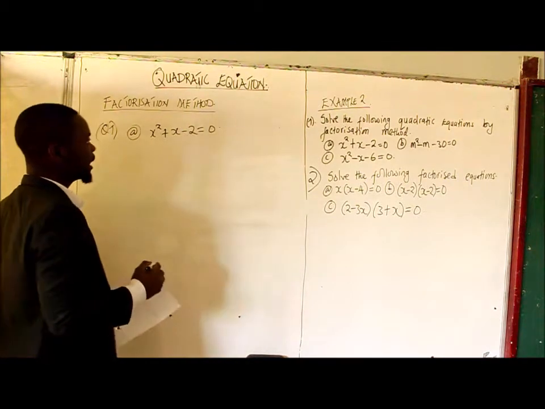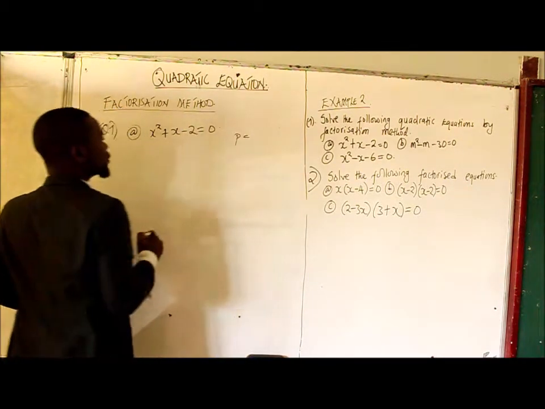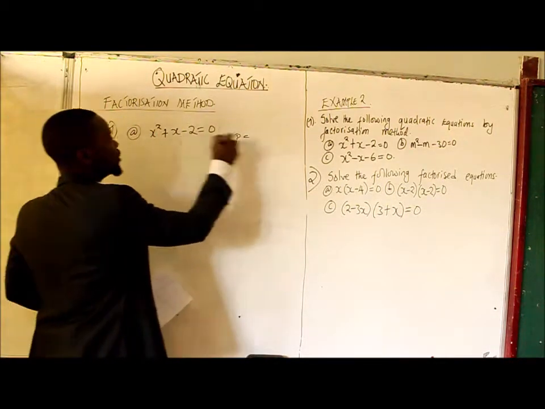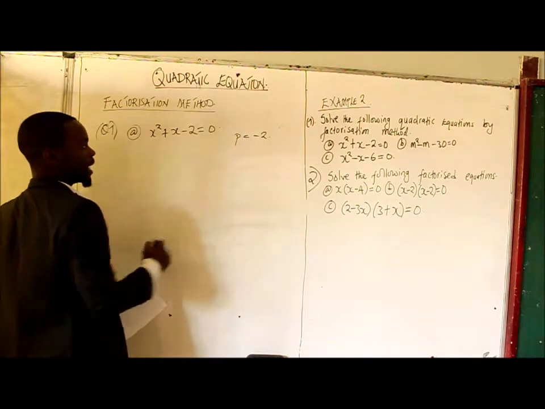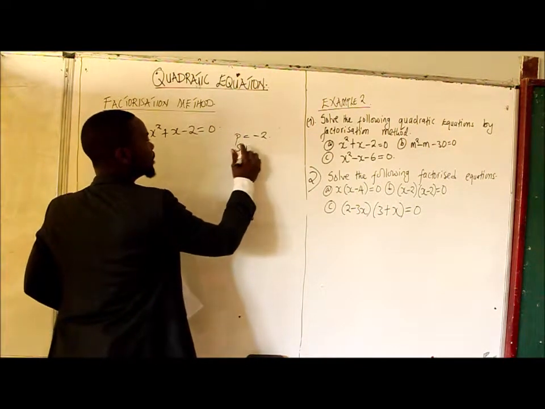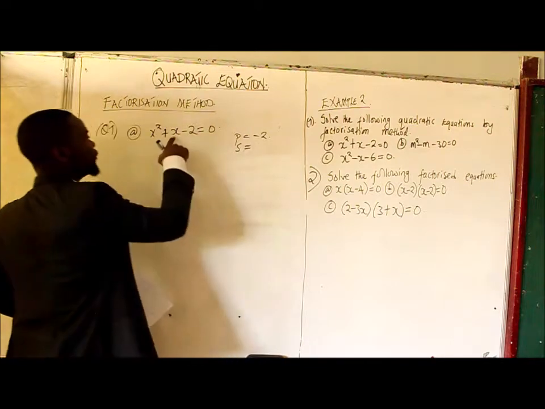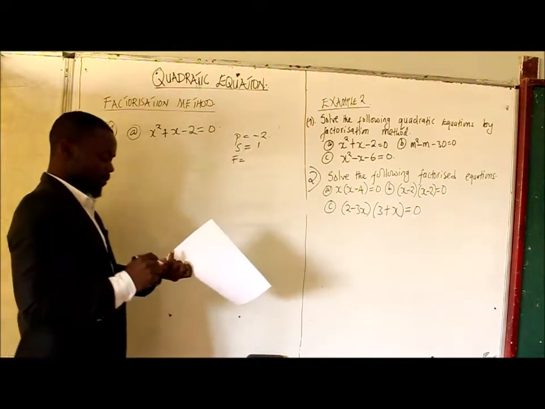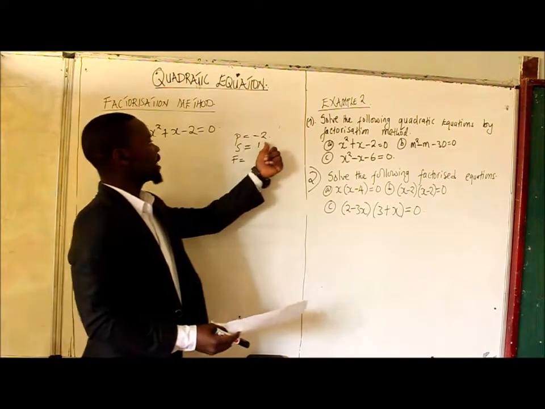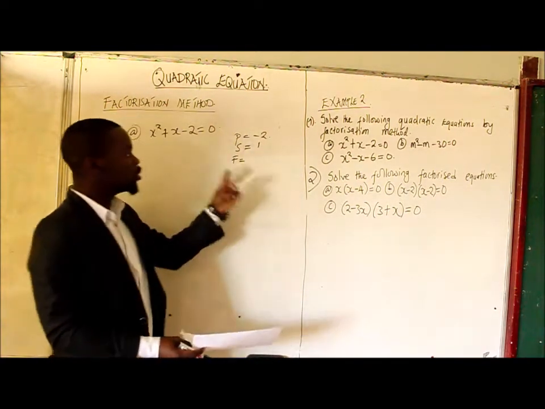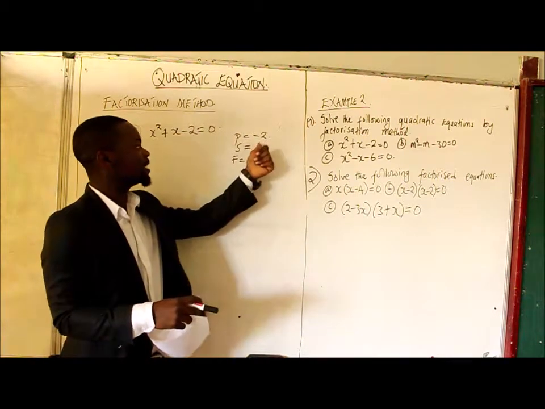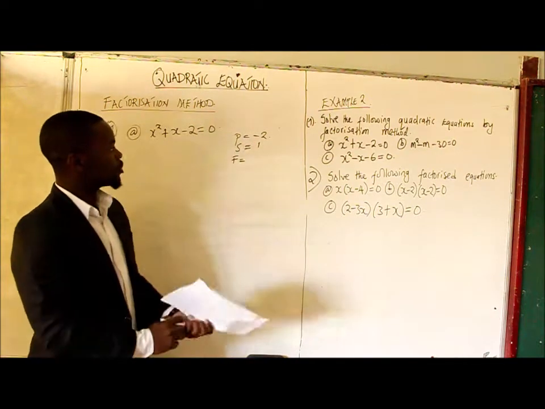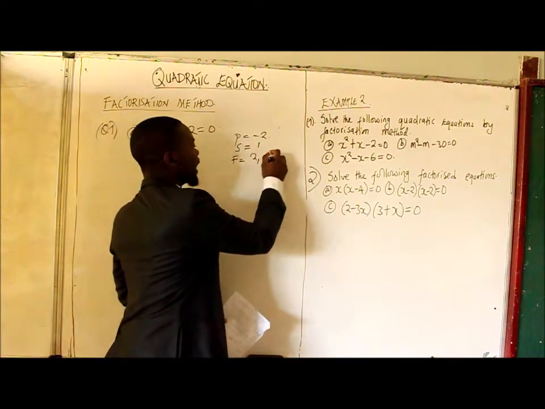As we have discussed, we must look for the product. The coefficient of x squared is 1, and 1 times negative 2 is negative 2. This is the product. The sum is the coefficient of x, which is 1. The factors are the factors of our product. Two numbers that multiply to give negative 2, and add or subtract to give positive 1. What are those two numbers? We have 2 and negative 1.